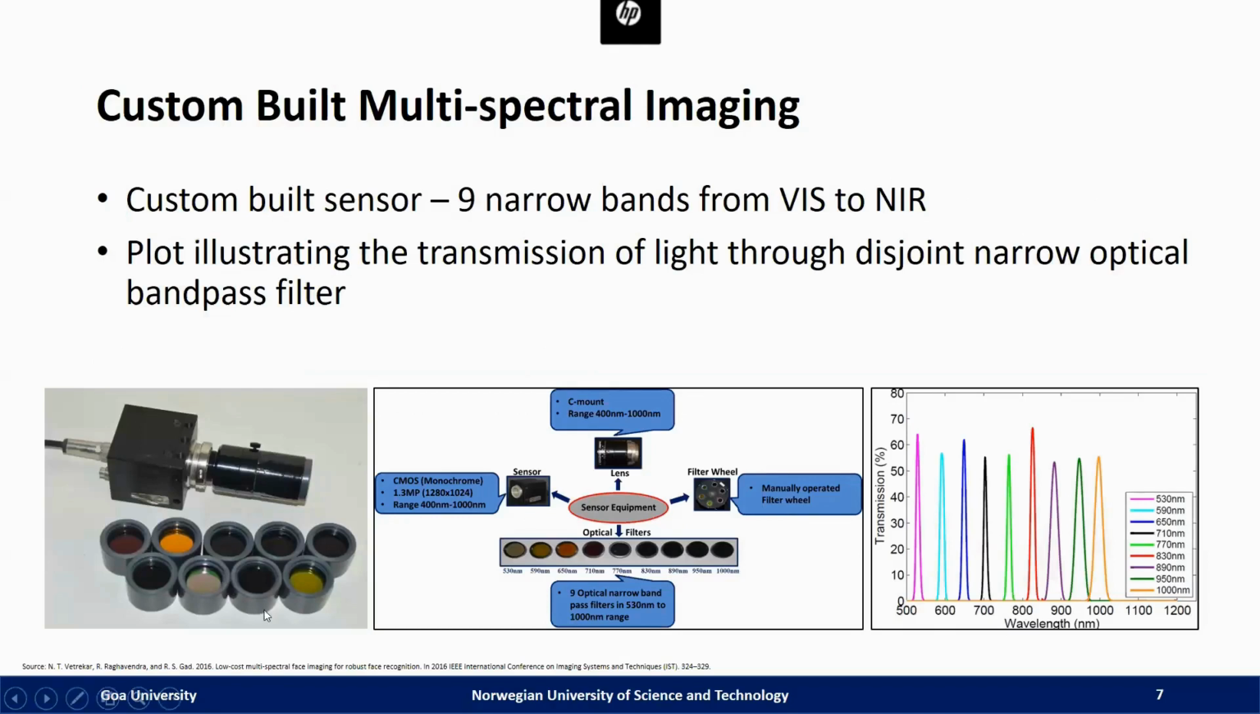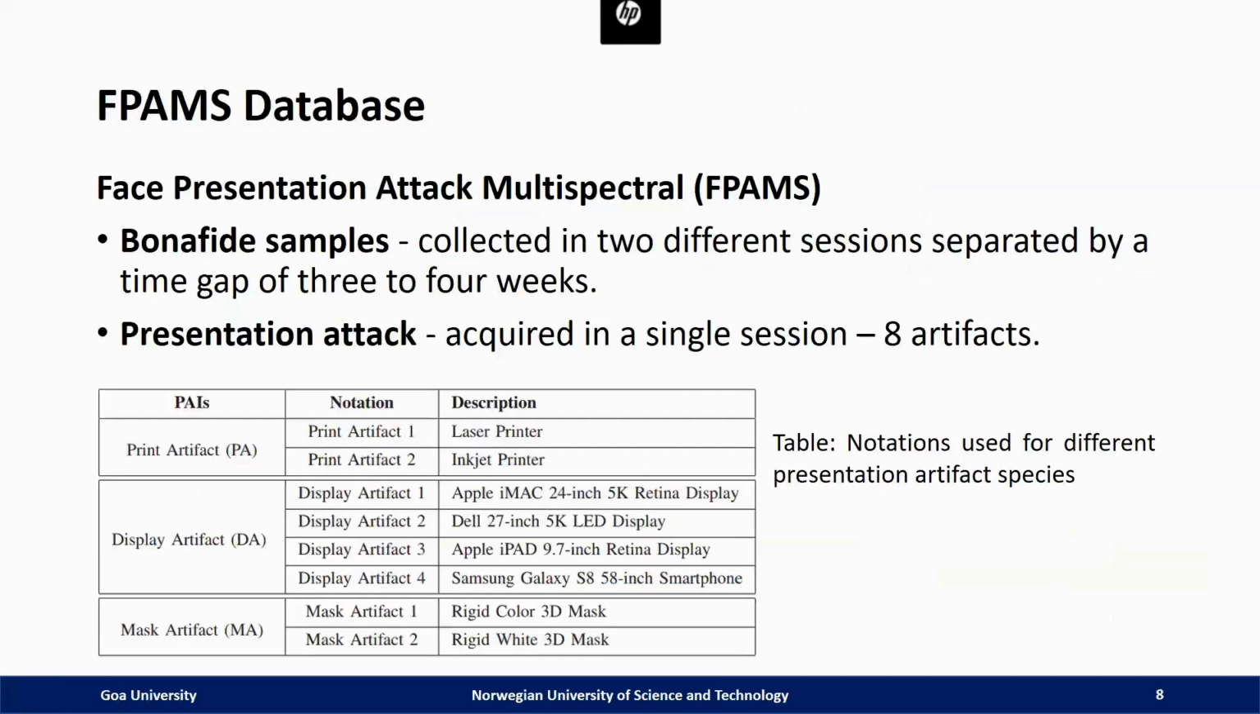This is a custom-built sensor based on filters. We have 9 different filters, and these filters are mounted on a wheel, and this wheel is automated so that it rotates automatically on a click, and then we capture different images in a single click at different spectral frequencies or wavelengths. In this work, we capture about 9 narrow bands from VIS to NIR.